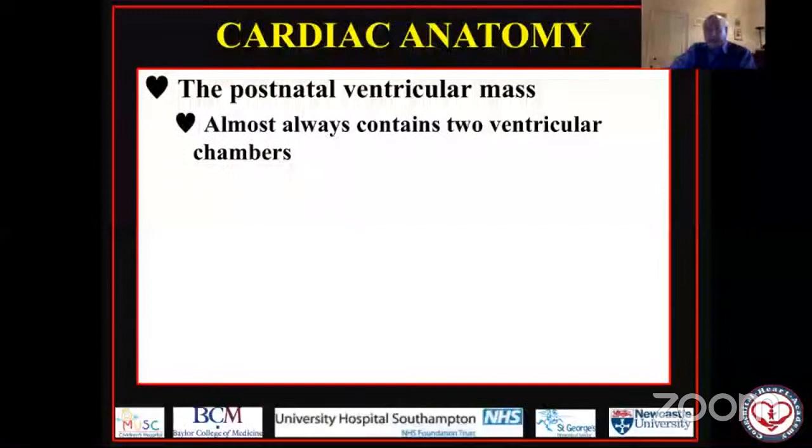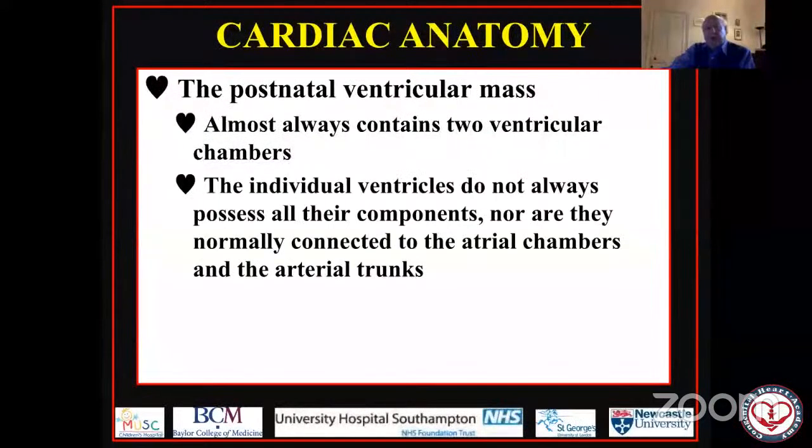So now you've seen in some detail how the normal heart, the majority of abnormal hearts, almost always contain 2 ventricular chambers. It is as rare as hen's teeth to find ventricular masses with solitary chambers. But you've also seen that not always do those individual ventricles possess all their components.